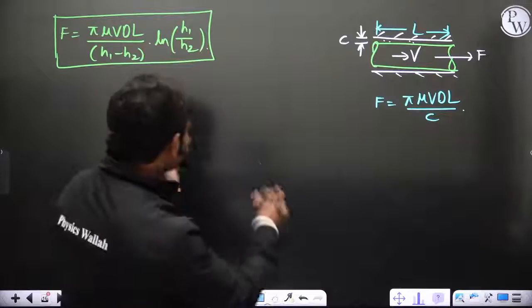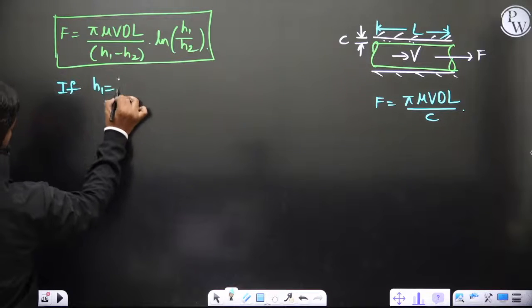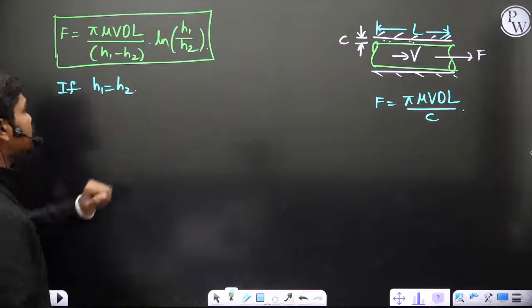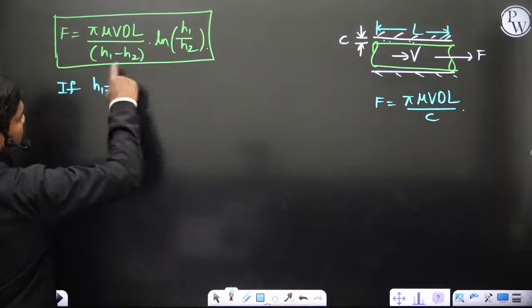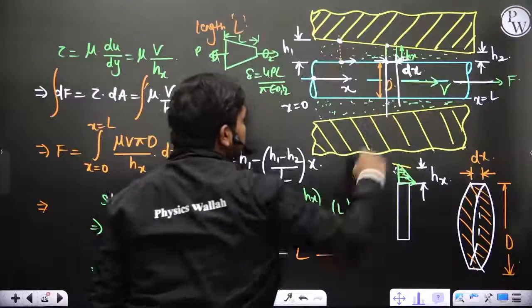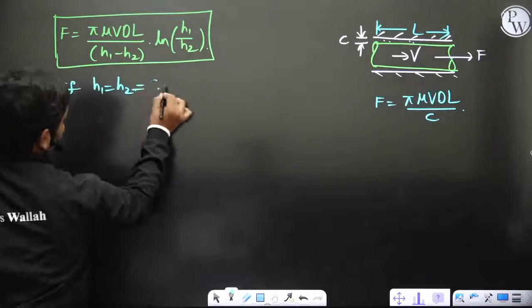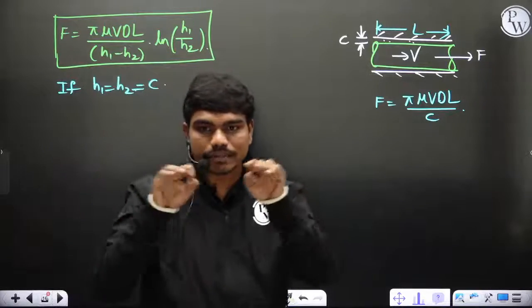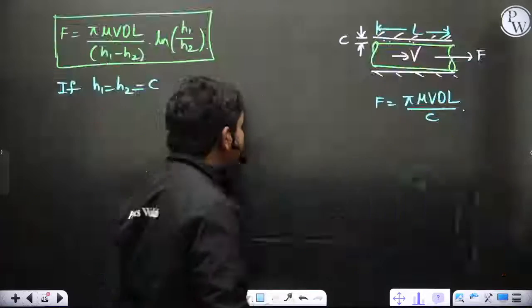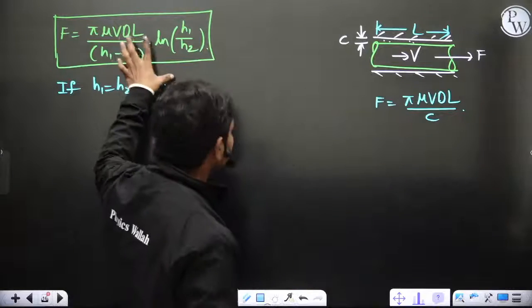Now this is the most general case of this actually. Now if H1 is equal to H2, definitely you can understand one thing. If H1 is equal to H2, what you have here is H1 minus H2 by ln H1 by H2. If this H1 is equal to this H2, this case will get converted to this case. Yes or no? So if H1 is equal to H2, that means both are same. The tapered becomes straight, and clearly this is the question you have. For which you know the answer, which is pi mu V D L by C. If you do this little analysis, you will get the same answer.